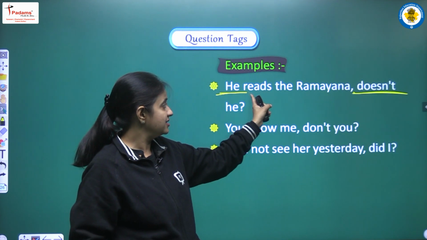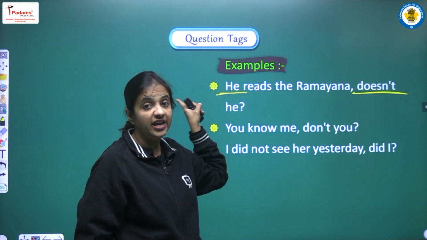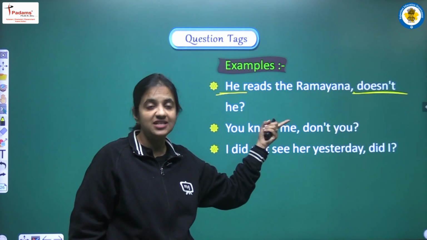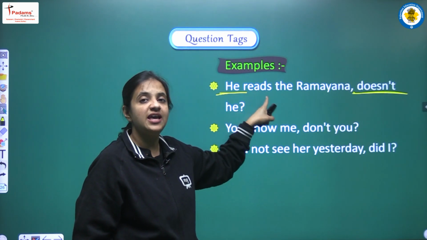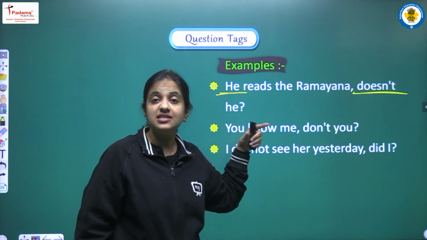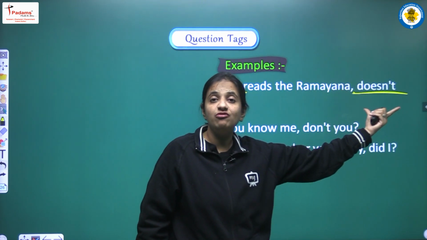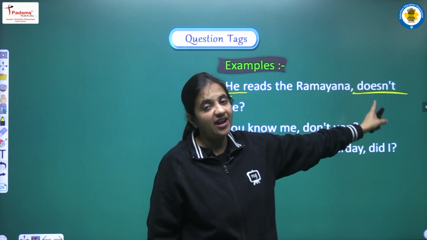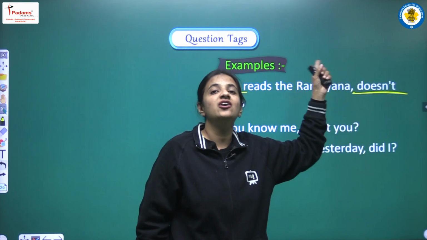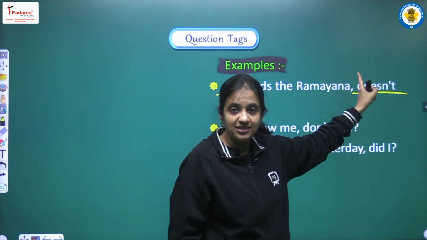Why are we writing doesn't? Because we have he reads. It means this is present simple tense. We have first form plus s/es. It means does is hidden here, and this is a positive sentence, so obviously our tag will be negative. So we are writing does plus not in a contracted, short form, that is doesn't.